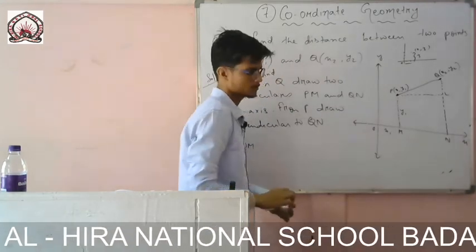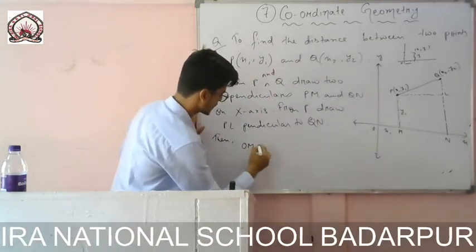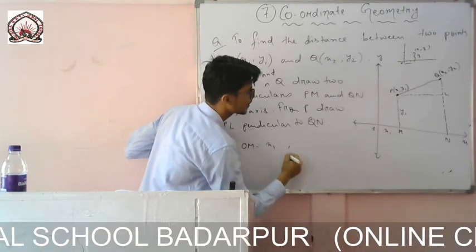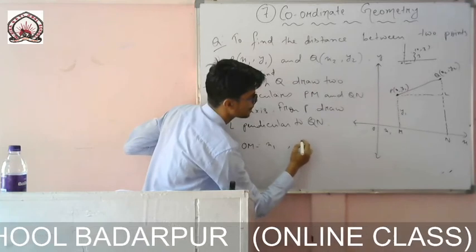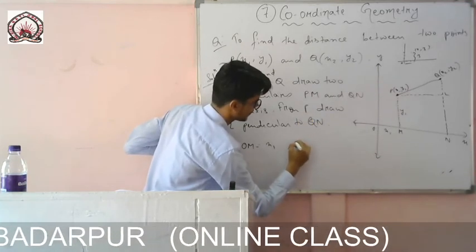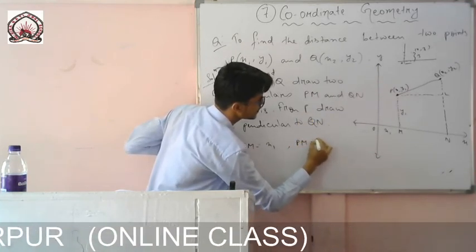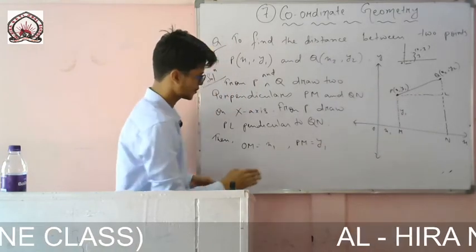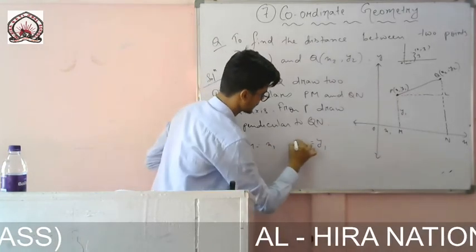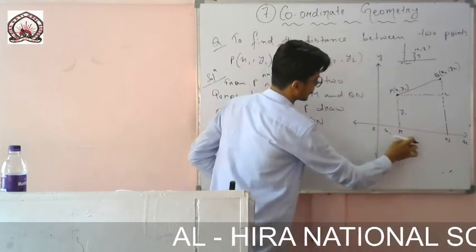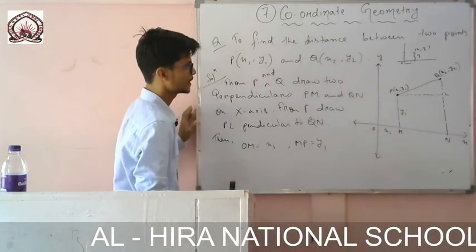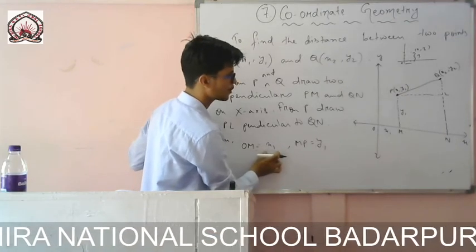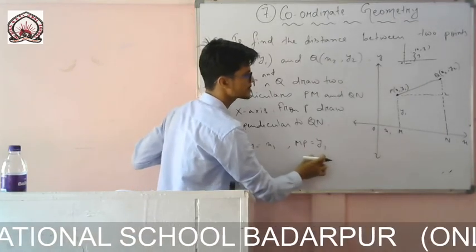So now we'll write here: OM is equal to x1, and the other one, PM or MP, it's up to you. Okay, MP let us write. Same thing, OM, MP, so it looks good. So I have got that the value of OM is x1, MP is y1.